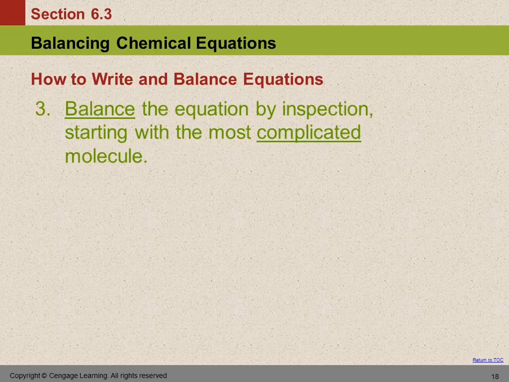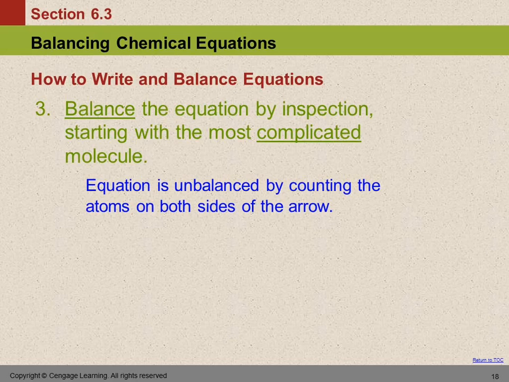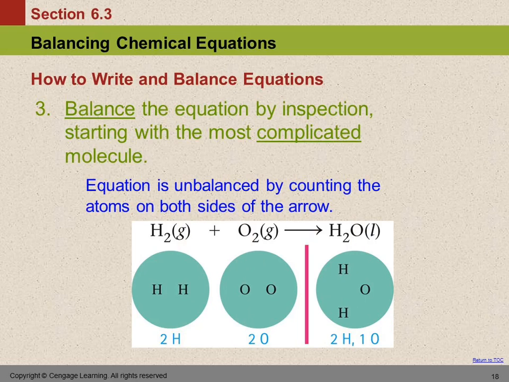A guideline is to start with the most complicated molecule. And so here with that unbalanced equation, H2 plus O2 goes to H2O, what you're going to do first is count the number of atoms of each element on each side of that arrow. This can be a good idea: draw a line at the arrow, and that's like the middle of the teeter-totter, and you're trying to balance it. You want the same number of hydrogens on the left as on the right, and the same number of oxygens on the left as on the right.